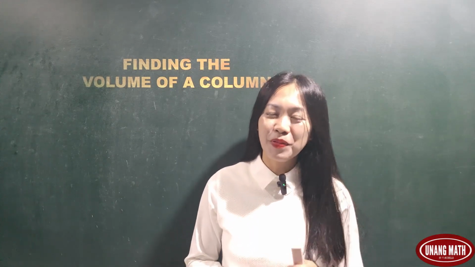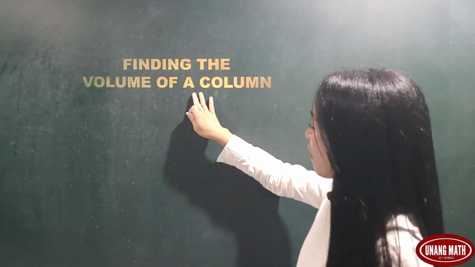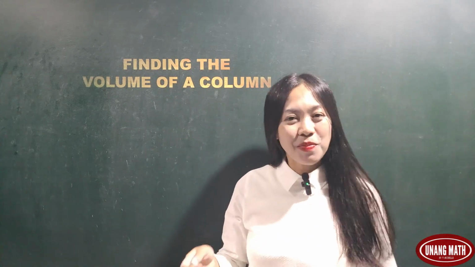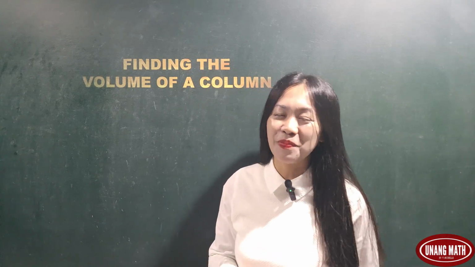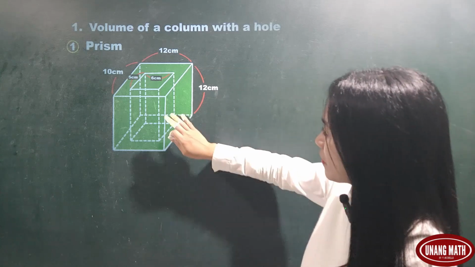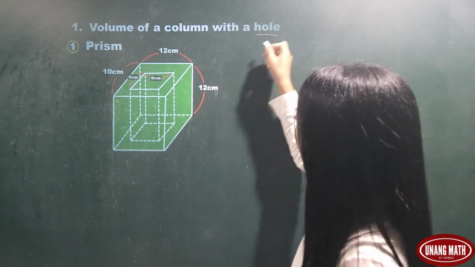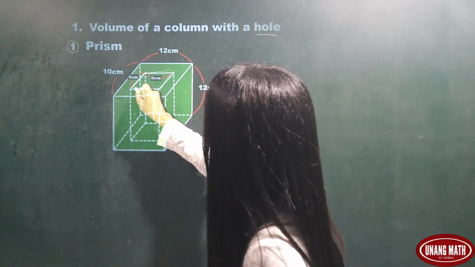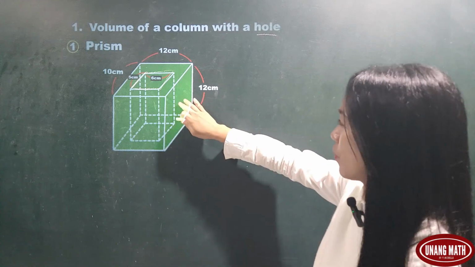For this episode, our lesson is finding the volume of a column. I'll be showing and explaining how to find the volume of a column. Okay, let's start with prism. Let's find the volume of this prism with a hole. Okay, there are two ways on how to find the volume of this prism with a hole.